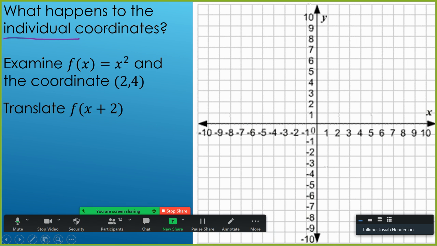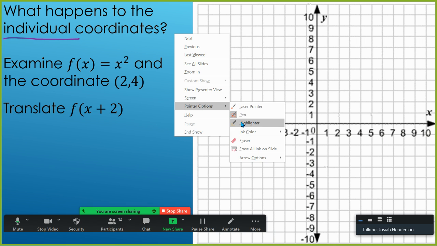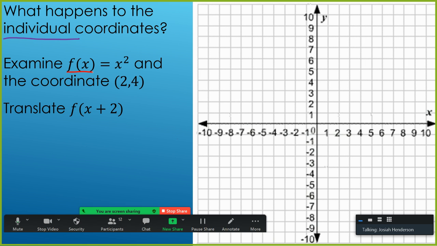Okay. My question for today, though, is what happens to the individual coordinates, meaning all the points that make up the function. So let's start by looking, like we did a lot last week, at this guy. f of x is equal to x squared. So that is the parabola shape. And just x squared starts here at 0, 0. You remember. And then it goes up to 1, 1, and 2, 4.